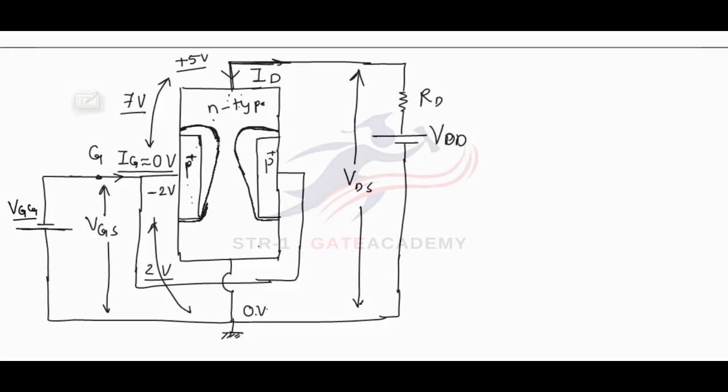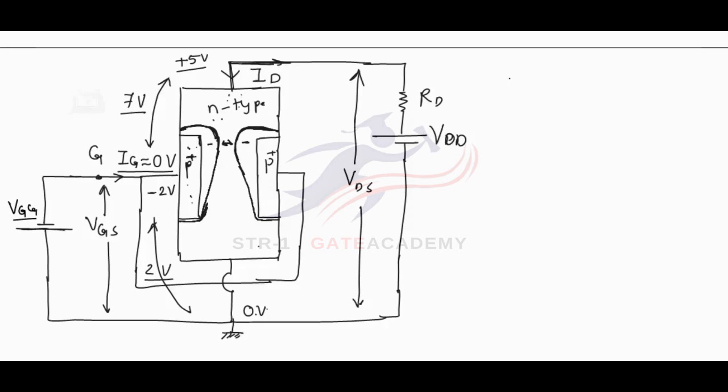Here the depletion layer width is more because the reverse biasing of gate to drain is more than gate to source. So the depletion layer will penetrate more there. The width of the channel will be less near drain.